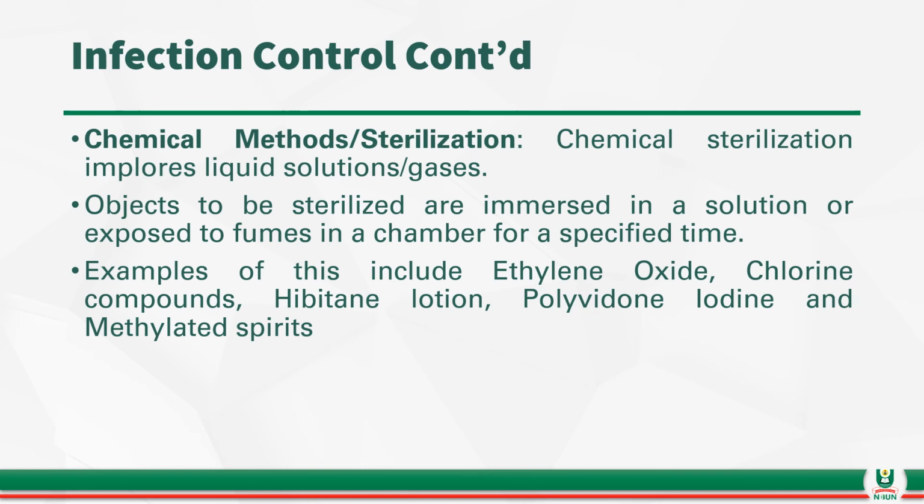The next one is the chemical method of sterilization. Chemical sterilization employs liquid solutions or gases. Objects to be sterilized are immersed in the solution or exposed to fumes in a chamber for a specific time. Examples of this include ethylene oxide, chlorine compounds, hibitane lotion, polyvidone iodine, and methylated spirit.